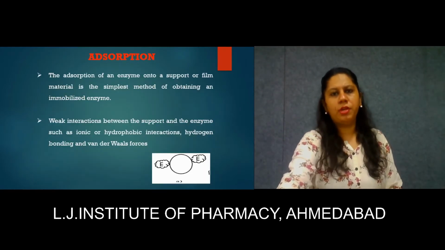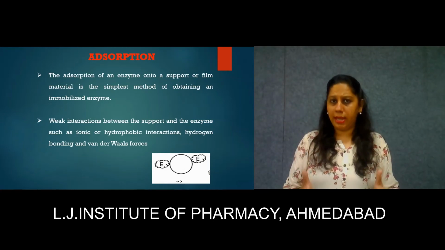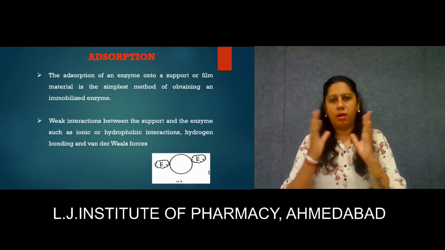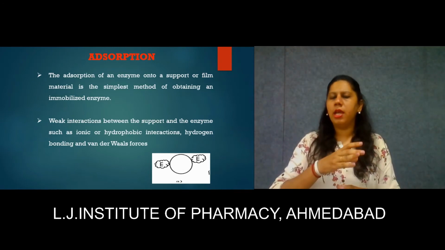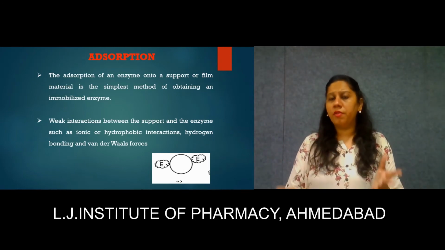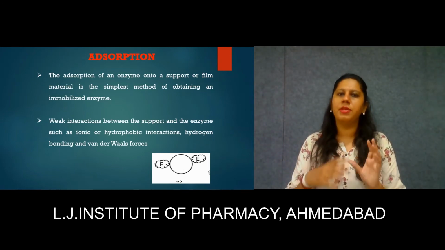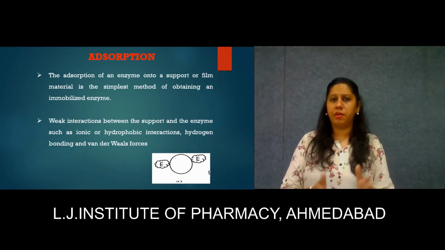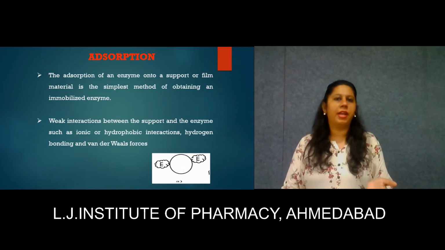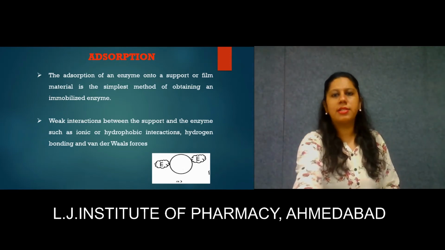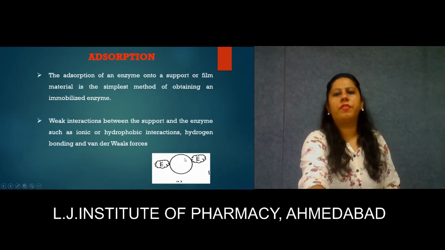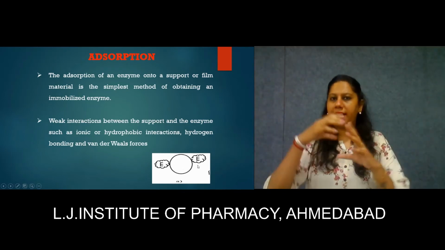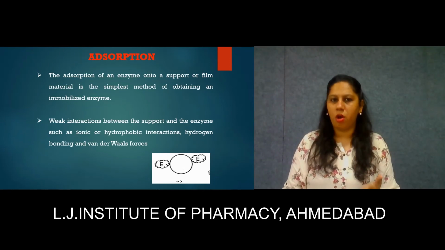Okay. So first is adsorption. As the name suggests, what is adsorption? It is a surface phenomenon onto which we have a molecule onto which the enzyme is adsorbed. So here we have a carrier on which the enzyme is adsorbed. The enzyme is adsorbed onto a support or a film material, which is the simplest method for obtaining an immobilized enzyme. As you can see here, you have the carrier onto which the enzyme is adsorbed. This attachment to the surface is known as adsorption.